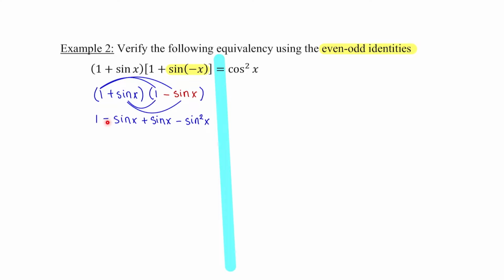From here, I have negative sine x and positive sine x. These two will cancel each other out. I end up with 1 minus sine squared x. At this point, my right-hand side is cosine squared x. My left-hand side is 1 minus sine squared x. They don't look alike yet.